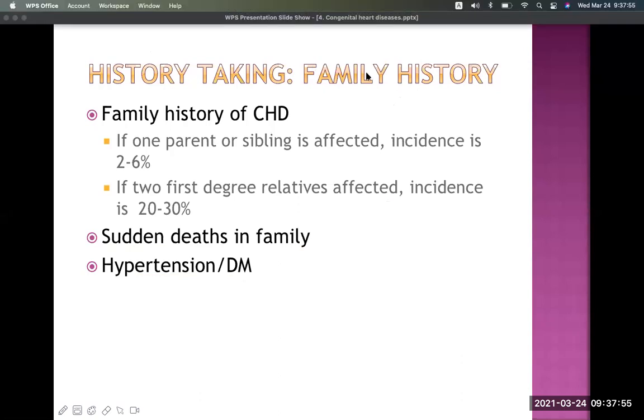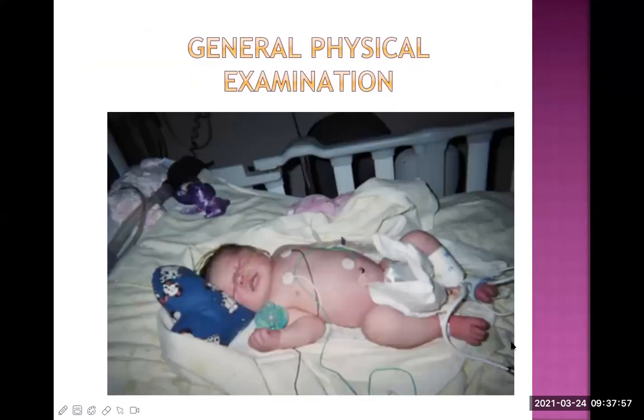Okay, let's move on. Now, after history taking, which is important, let's do the general physical examination of that baby. Now, look at this baby here. This baby looks dusky or blue. Okay? Not completely blue, but dusky. Look at the lips here. And this baby looks a bit plethoric also.